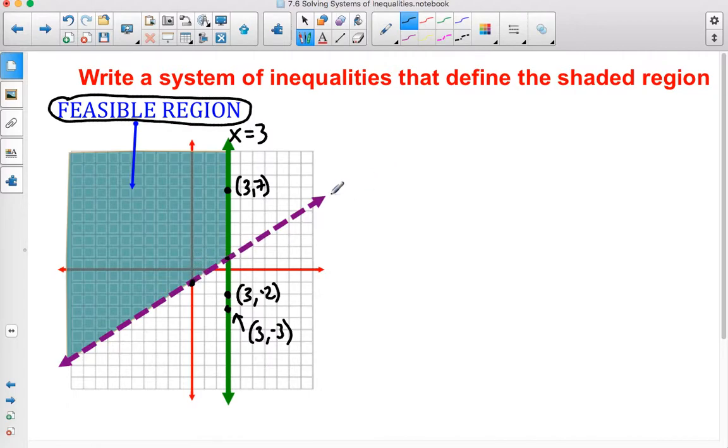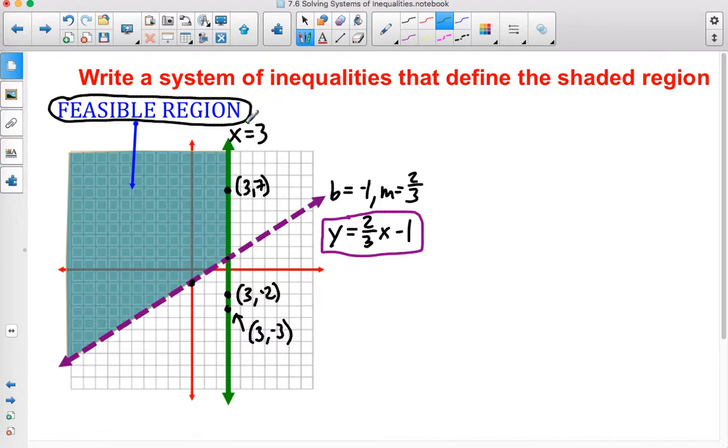So let's write that down. I know its intercept b is equal to negative 1, and I know its slope m is equal to up 2, right 3. So I'm going to write that equation. The equation for this purple boundary line is y equals 2/3 x, because that's the slope, minus 1. So there is my purple boundary line. Here's my green boundary line.